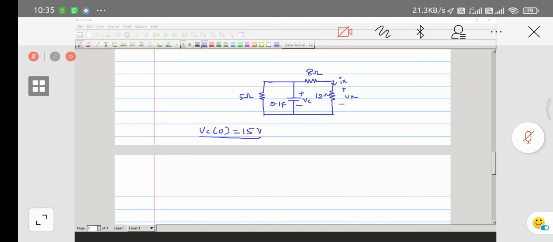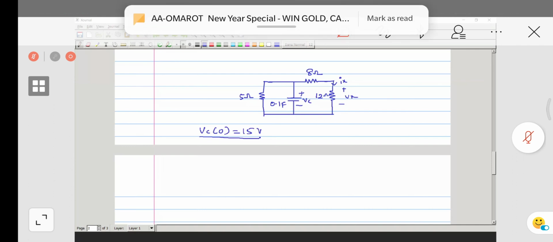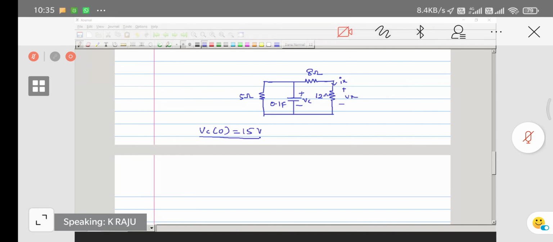Now, is it a source free circuit or a forced circuit? Is the given circuit a source free circuit or a forced circuit? This is the source free circuit. Okay, so source free circuit.